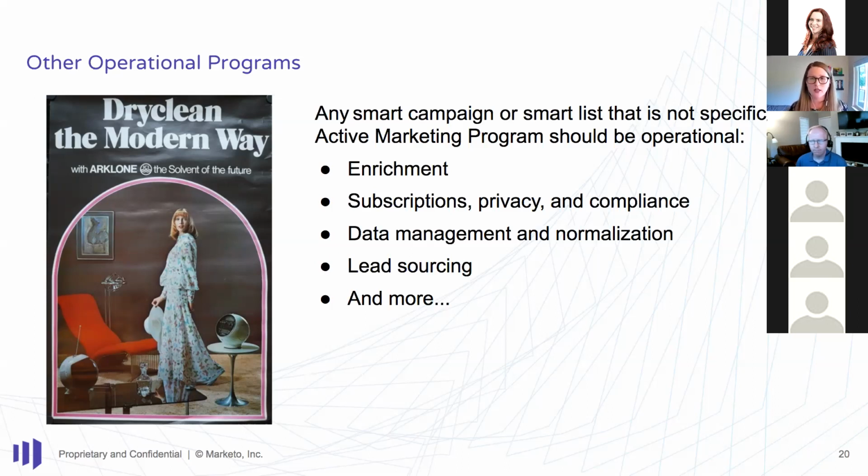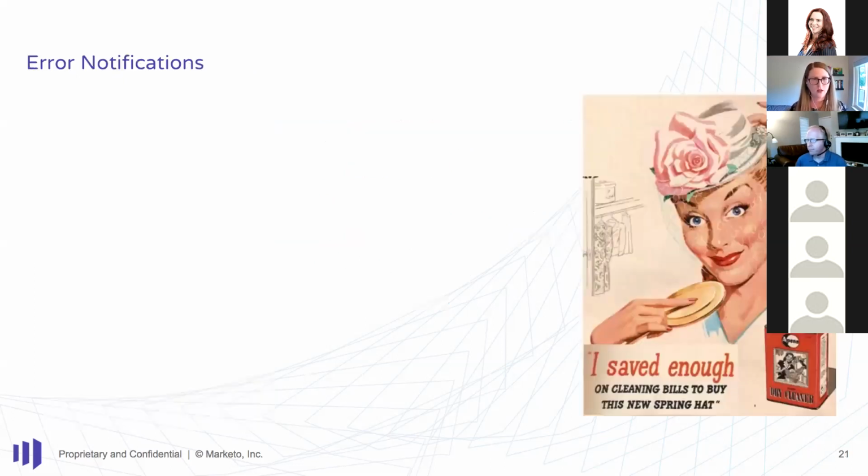Data management normalization, pull that all into one operational program. You can do the lead sourcing operational program, which will set the lead source, and if you want lead source detail based on what the different criteria are. So I'd love to hear from you guys other creative ways that you are using operational programs to dry clean your instance. And the last thing I want to talk to you guys about is error notifications.